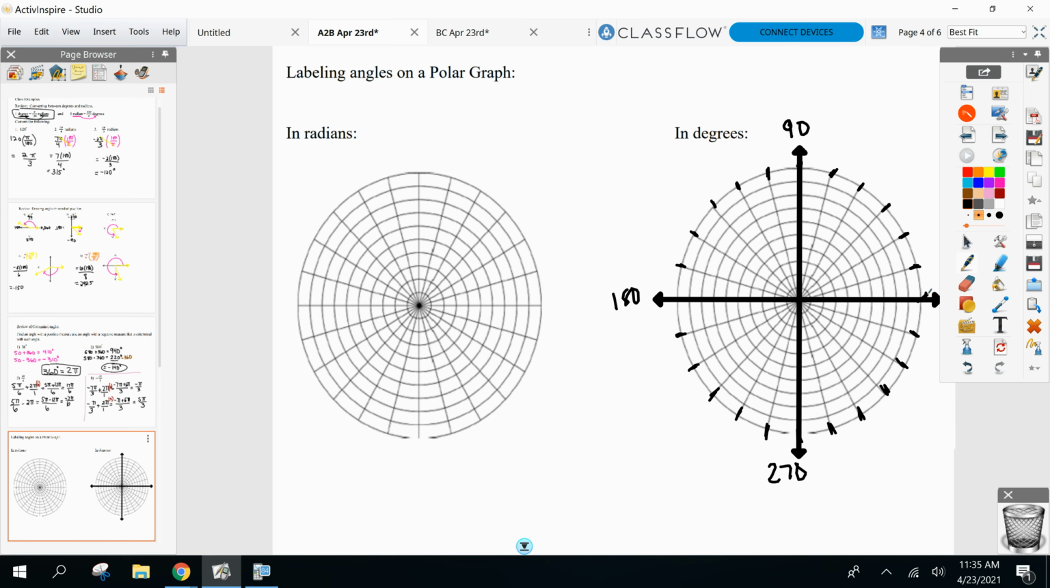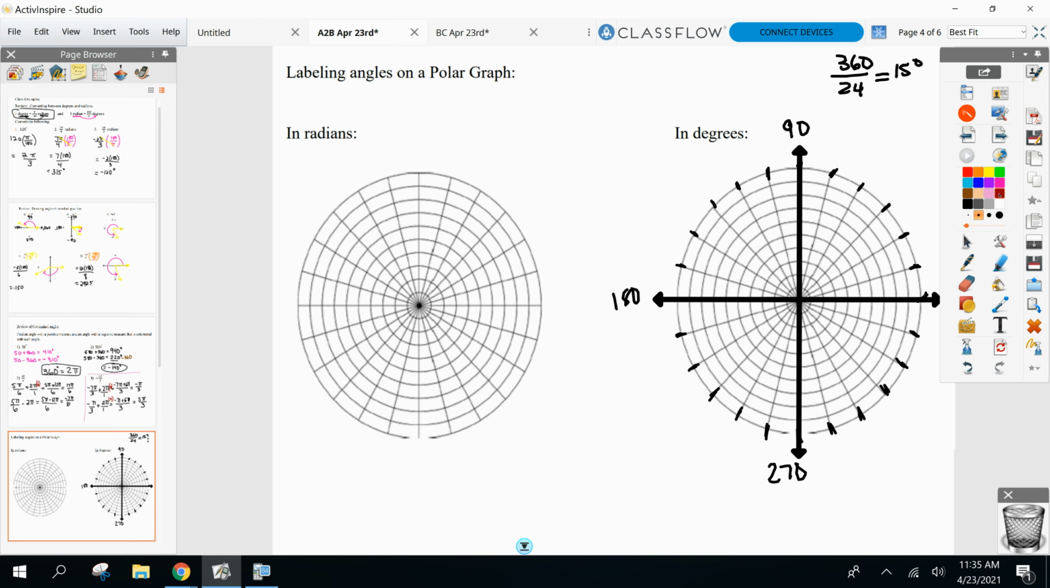Why did I ask you to count? How many degrees did you just go all the way to count those? 360. Okay, so you're telling me there's 360 degrees and 24 of those markings. 360 divided by 24? What's each marking represent? 15 degrees. Each one of those markings represents 15 degrees.